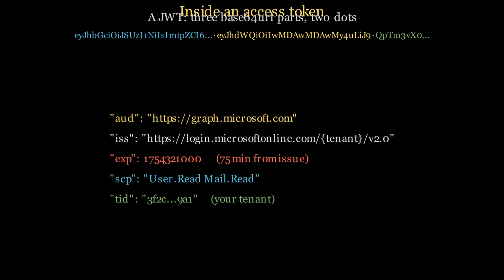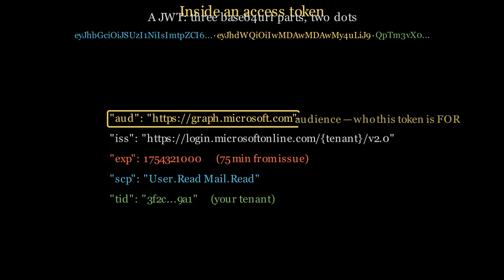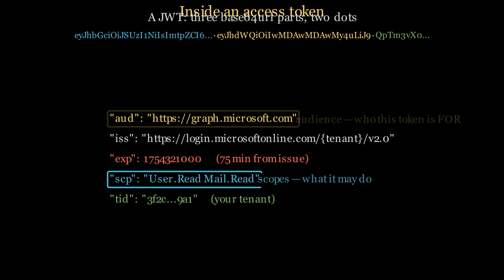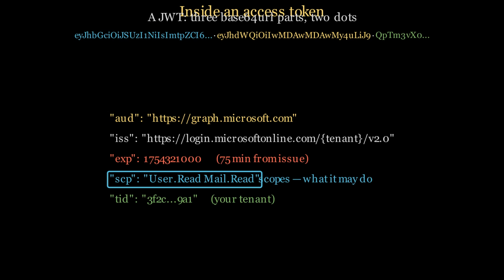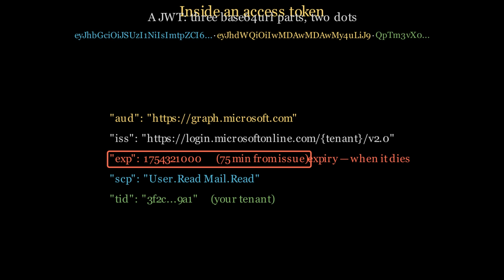Decode the payload and you get JSON. 5 claims do most of the security work. The audience claim: this token is for Microsoft Graph, and Graph will reject a token addressed to anyone else. The scope is exactly what you consented to: read your profile, read your mail, nothing else. And the expiry, the hard timestamp, typically around an hour to 90 minutes after issue.